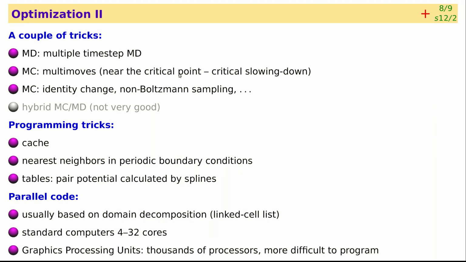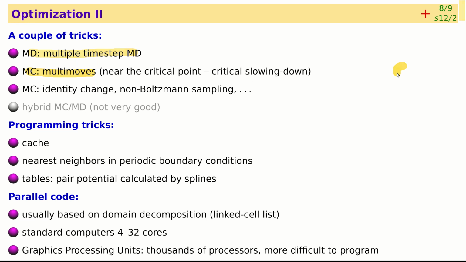A couple of tricks which are sometimes useful. You may find them in the literature. I already spoke about the multiple time-step molecular dynamics. It's useful if you have different time scales like fast vibrations and the rest of the system, or also it's useful for quantum path integral simulations. In Monte Carlo we can do a lot of tricks like multi-moves to move several particles at once. We can have the so-called preferential sampling.